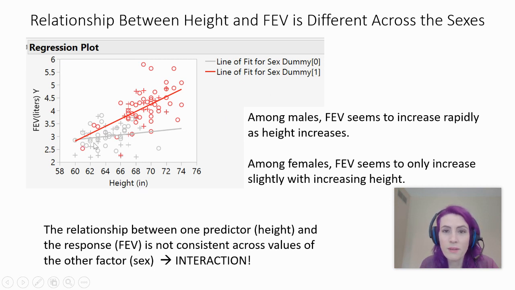All right, so among the females, there's a slight positive relationship between height and FEV. It goes up a little, but between males, it's a much more noticeable rate of increase. So in other words, the relationship between height and FEV is different for the two sexes. It depends on whether someone is male or female if we want to make a good prediction. So that's what we mean by interaction. The relationship between this one predictor, height, and the FEV is different depending on what the other variable is doing.